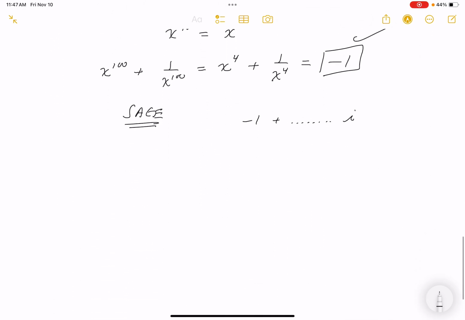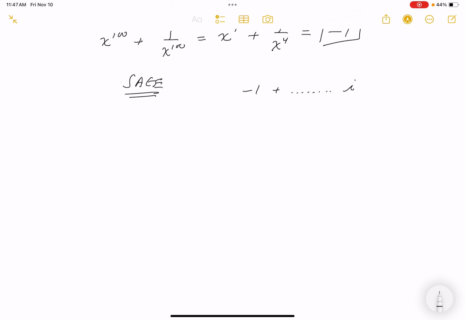So what we're going to do is go to question 13 now, which appears to be the same question repeated. Question number 13 says x plus 1 over x equals root 3. And then it goes on to say, what's x to the 100 plus 1 over x to the 100? What's this equal?